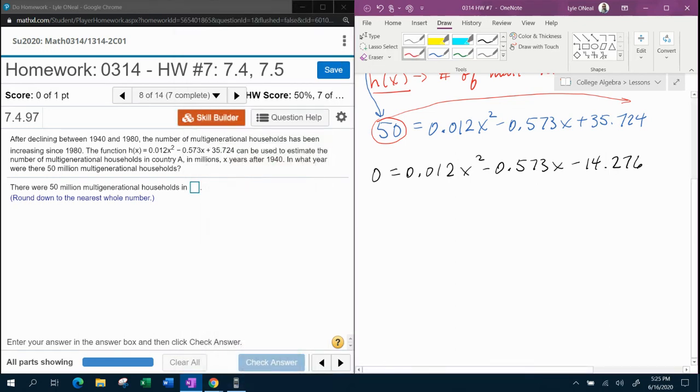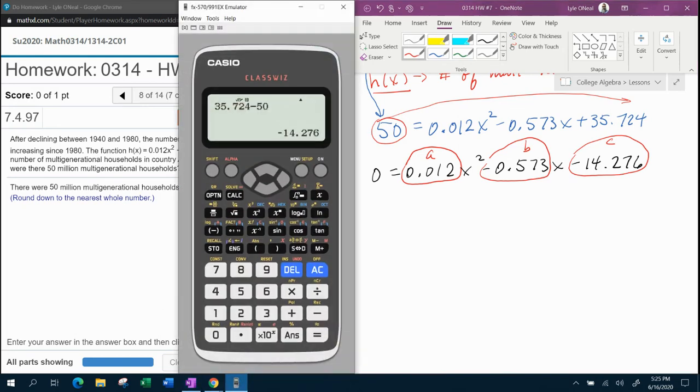So now what I have is a quadratic equation in standard form. I know the value of A is 0.012. The value of B is negative 0.573. And the value of C is negative 14.276. Now I could, if I wanted to, plug all of that into the quadratic formula and solve for X, but I'm going to take a shortcut. I'm going to use the Casio ClassWiz and use the equation/function option.